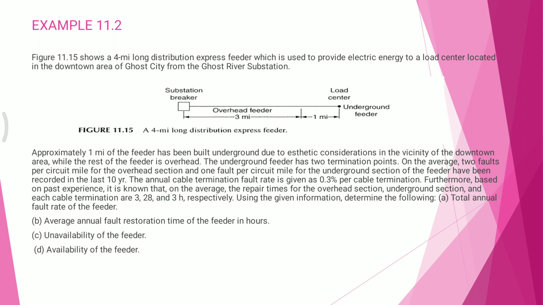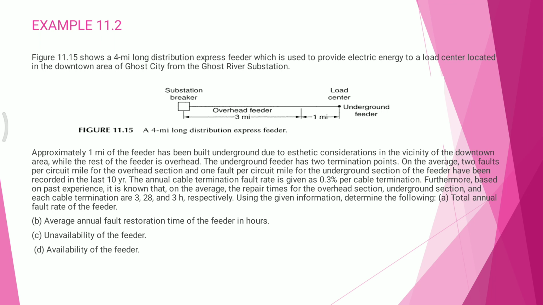Approximately 1 mile of a feeder has been built underground due to the intrinsic consideration in the vicinity of the downtown area, while the rest of the feeder is overhead feeder, that is 3 miles as shown in the figure. The underground feeder has two termination points.